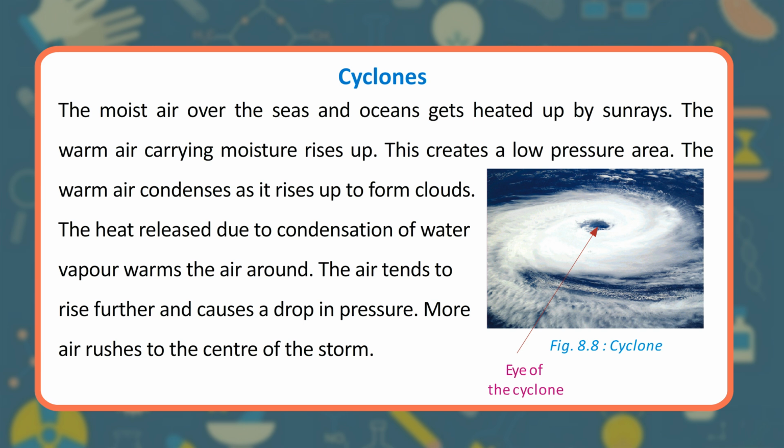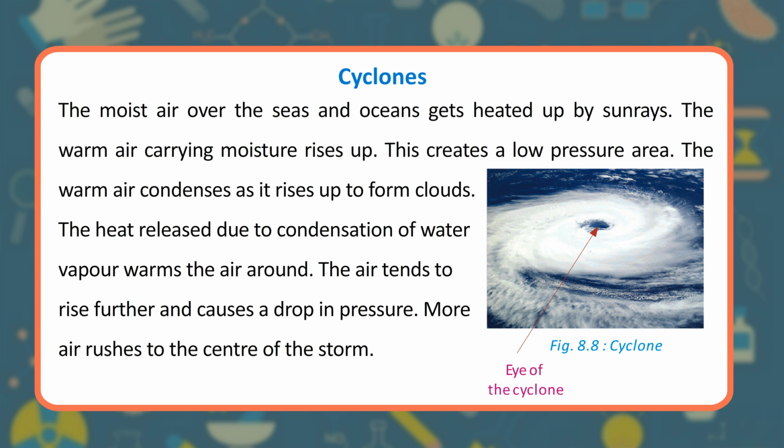The warm air carrying moisture rises up. This creates a low-pressure area. The warm air condenses as it rises up to form clouds. The heat released due to condensation of water vapor warms the air around. The air tends to rise further and causes a drop in pressure.